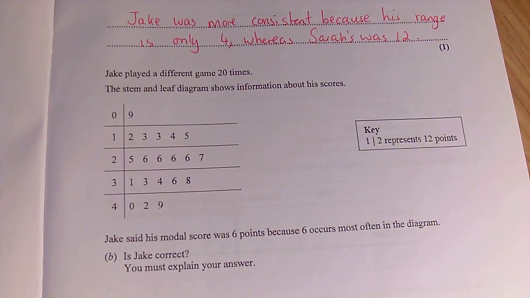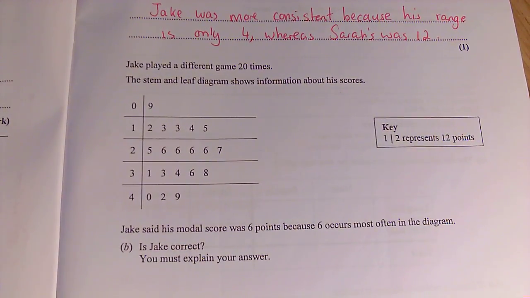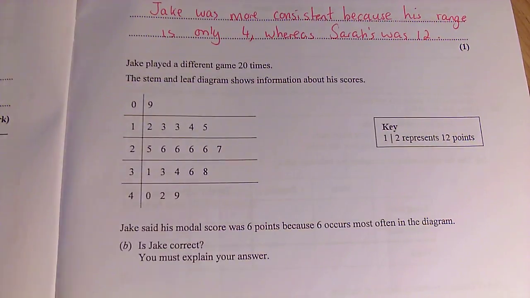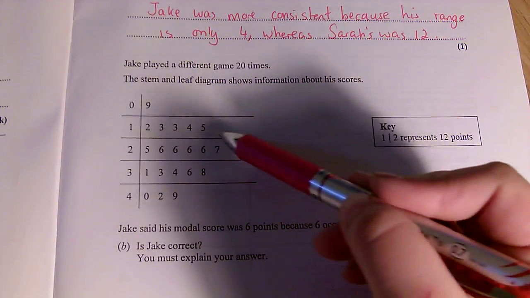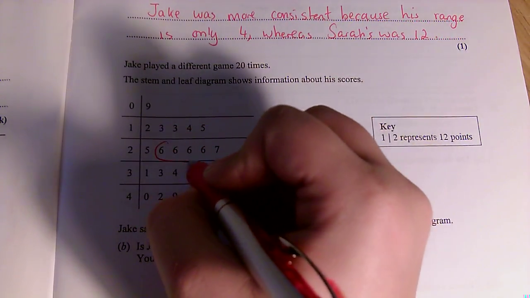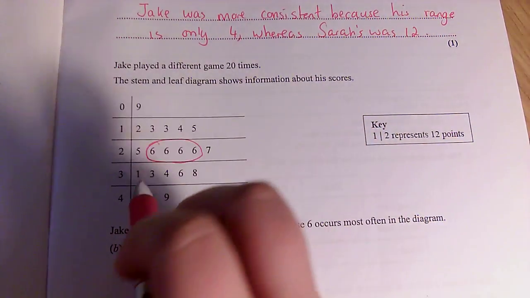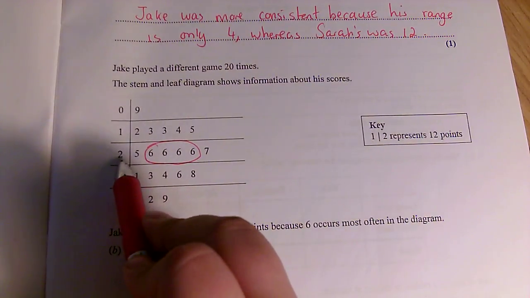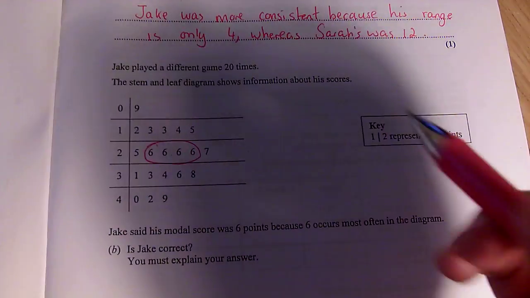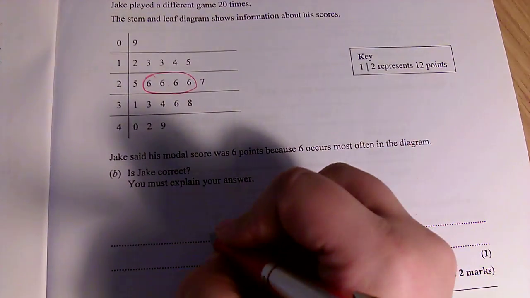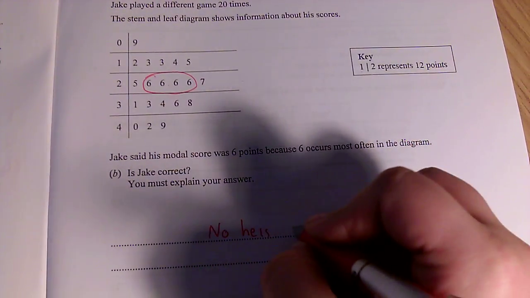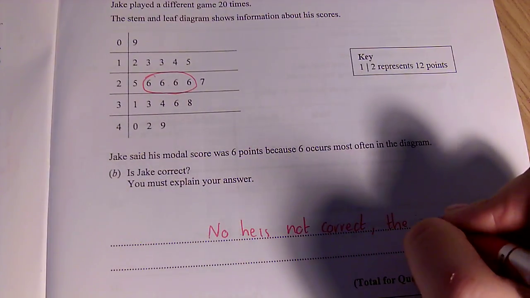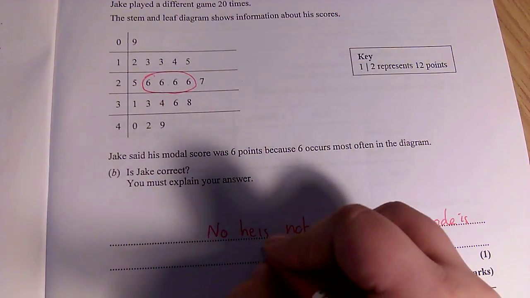Jake played a different game 20 times. The stem and leaf diagram shows information about his scores. Jake said his modal score was 6 points because 6 occurs most often in the diagram. Well, there is a lot of 6s, but it's here, isn't it? This is where we can see that the mode occurs. But actually, this number here isn't 6. If we look at the key, that number should actually be 26. The stem and the leaf, 26. So is Jake correct? No. He is not correct. The mode is 26.